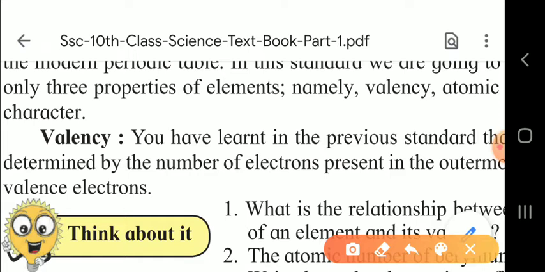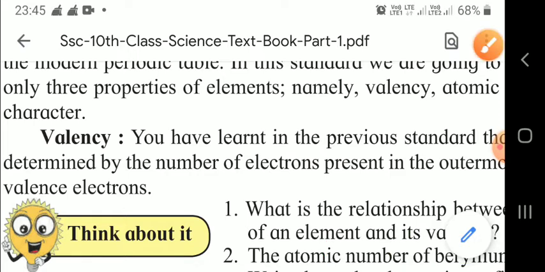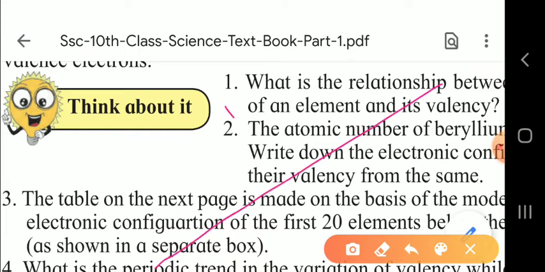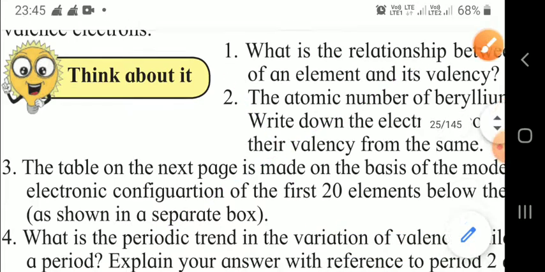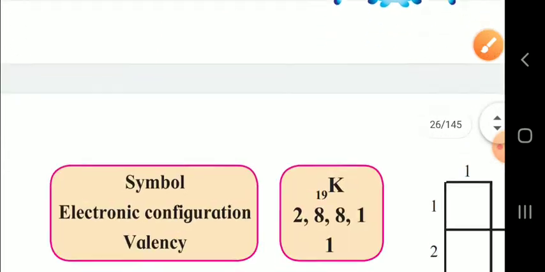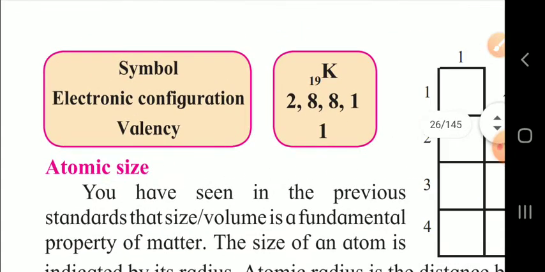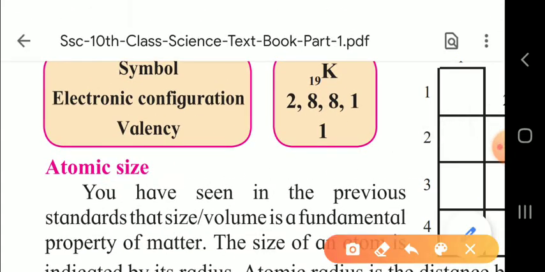Now children, some questions are there, and these are all cancelled for you. Now here you can see that the symbol of potassium is K. The configuration is 2, 8, 8, 1, and valency will be 1 because in the outermost shell 1 electron is there.